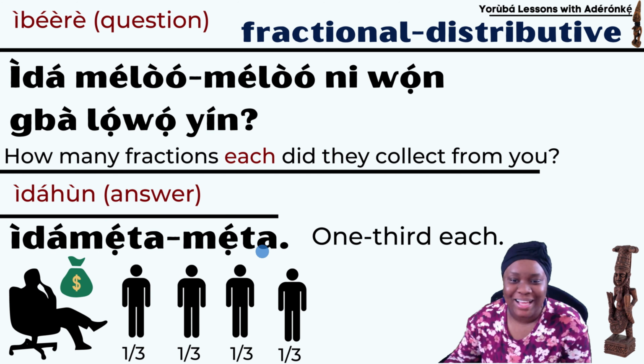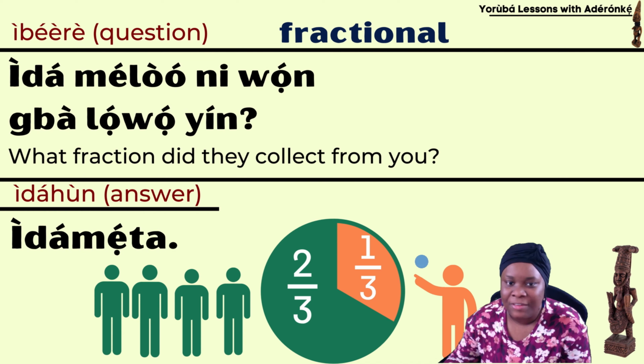Ìdá mẹ́ta. I'm almost done. Ìdá mẹ́ta, 1/3 each, 1/3 from each person. One third from each, but one third each was collected. If it was just a fractional, ìdá mélòó ni wọ́n gbà lọ́wọ́ yín? Ìdá mẹ́ta. So let's say this is the shared salary among all of you. But this person just comes and says, one third of that is mine, the rest is yours. Then they've taken one third. You just say ìdá mẹ́ta.